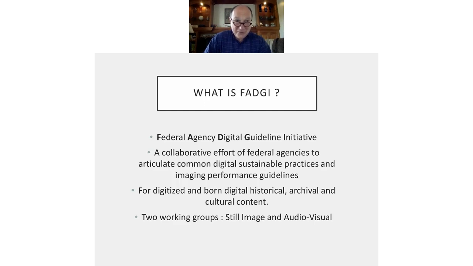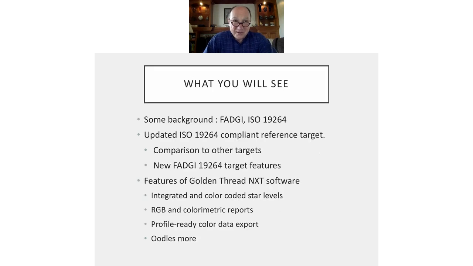The objective, so two items to remember there. These are all ISO vetted metrics, and they're objective. So we're not going to look at an image and make an evaluation. No, these are actually objective metrics. And it's for both digitized and born historical content. There's two groups, the still image and the audio-visual sides. We're just going to concentrate on the still image because that's what I know, and I don't know a thing about the audio-visual side.